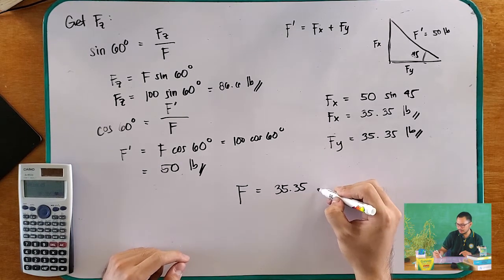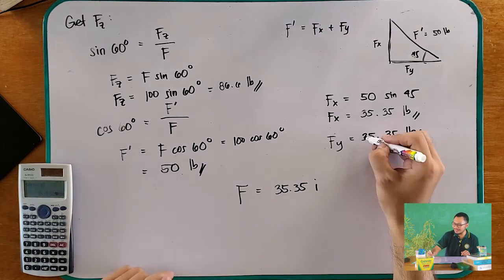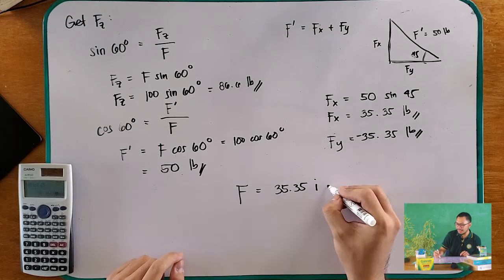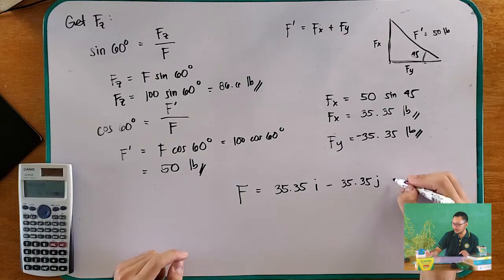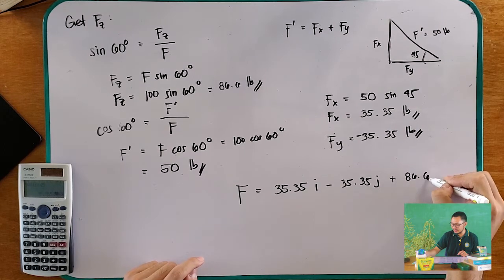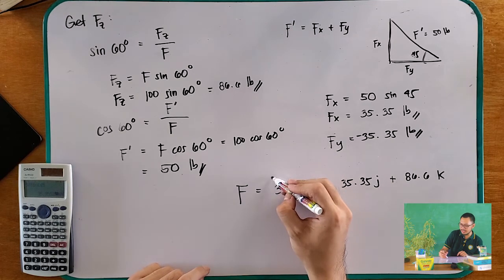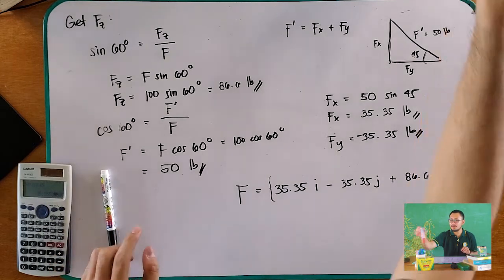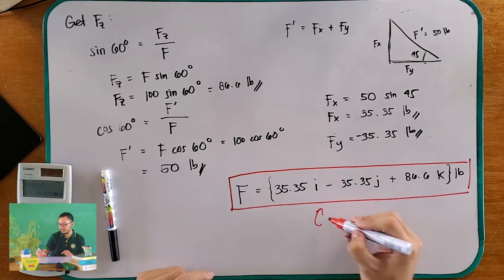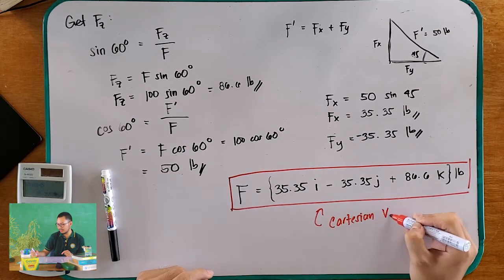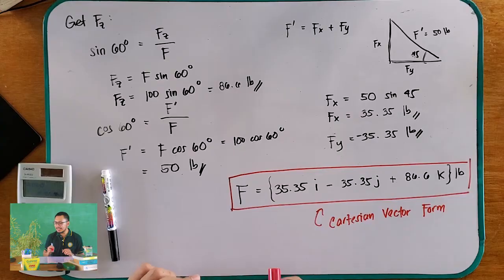So therefore, your F is just equal to 35.35 i. What about our y? Our y is negative, because this is located on the negative axis of y. So therefore, minus 35.35 j. And our z-axis is positive, so plus 86.6 k. And so we do not repeat the units, we will just put it in brackets and take out the pounds. So, this is your final answer for this problem, in Cartesian vector form. Take note that to express your force in its Cartesian vector form, you just need to use i, j, and k. Okay? So, that is how easy the problem is.